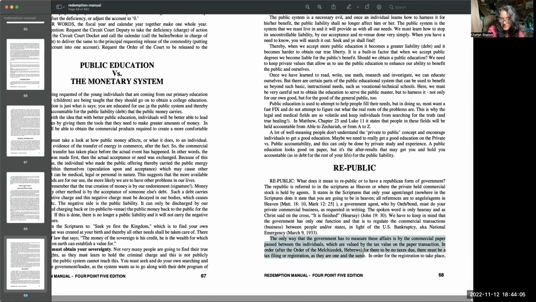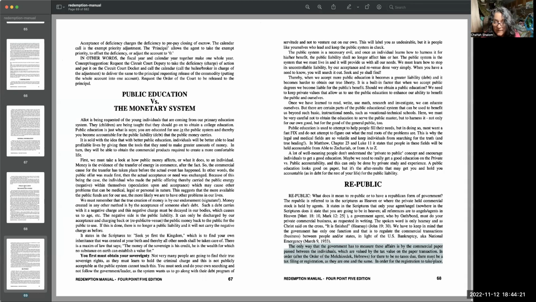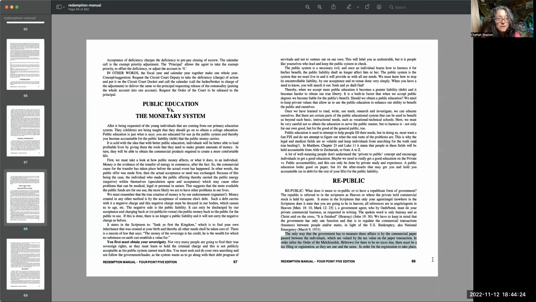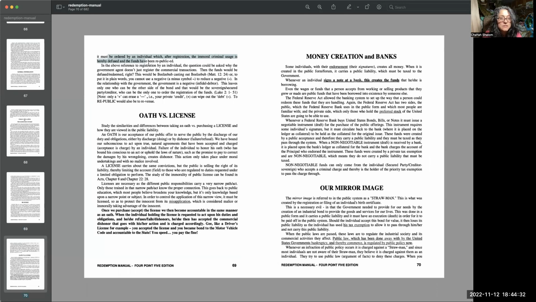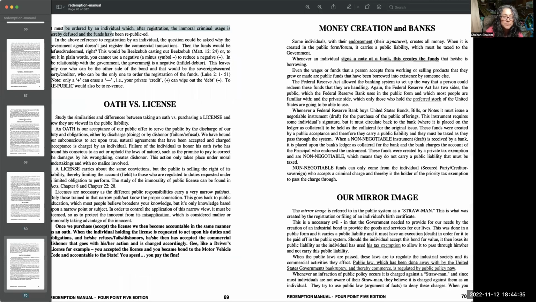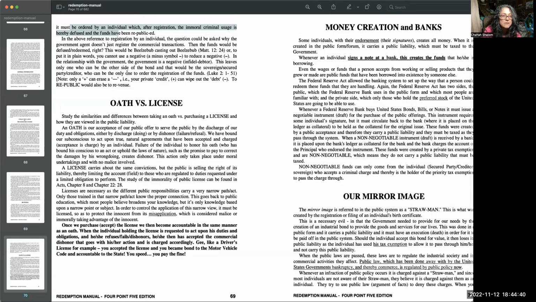So there is to be no taxes due. There must be a tax filing or registration, as they are one and the same. In order for the registration to take place, it must be ordered by an individual, which after registration, the immoral criminal usage hereby diffuse the funds have been republicked.